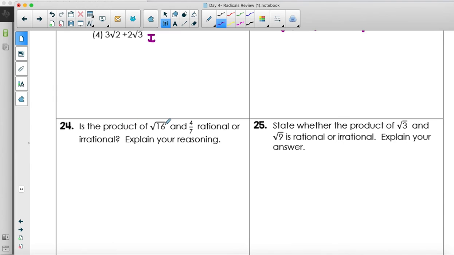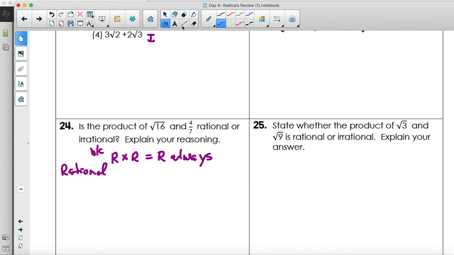Over here, the product of the square root of 16 and 4/7, is it rational or irrational? Now, looking at it, I have a rational number times a rational number. So rational numbers times rational numbers will always equal more rational numbers. So therefore, it is rational. And I'm going to say because, and I'm going to write always. It's always true that rationals times rationals.